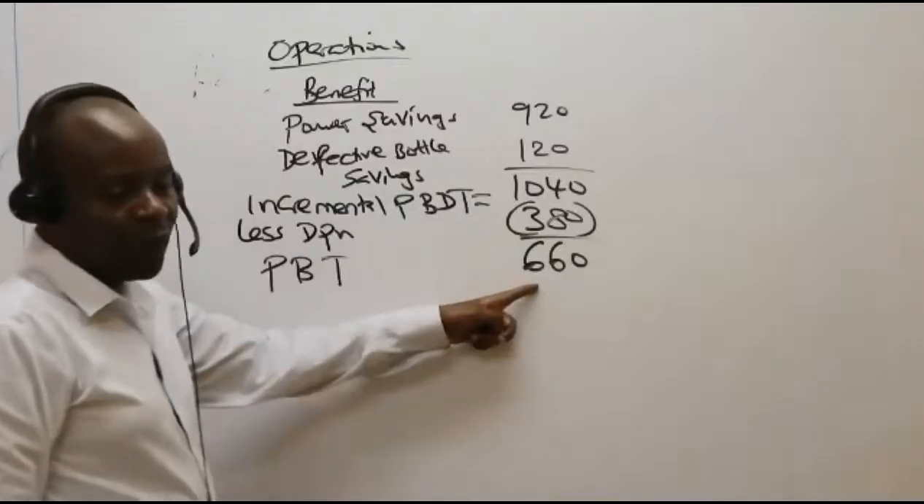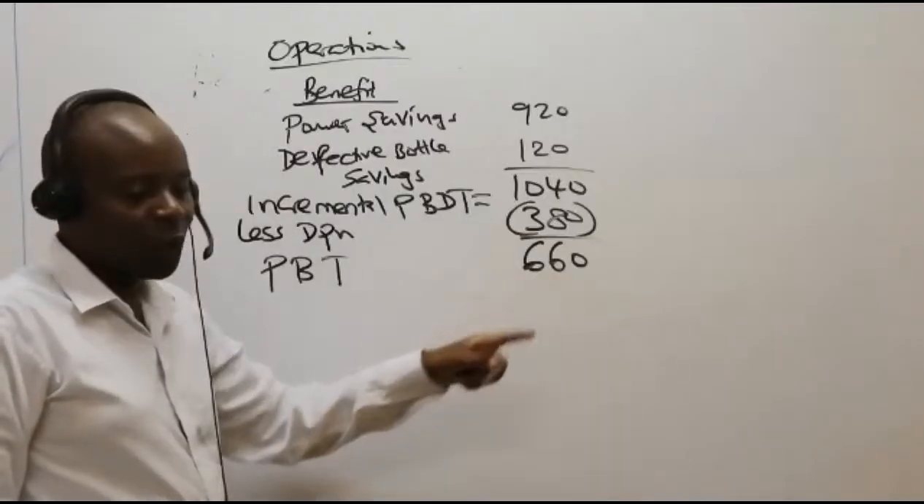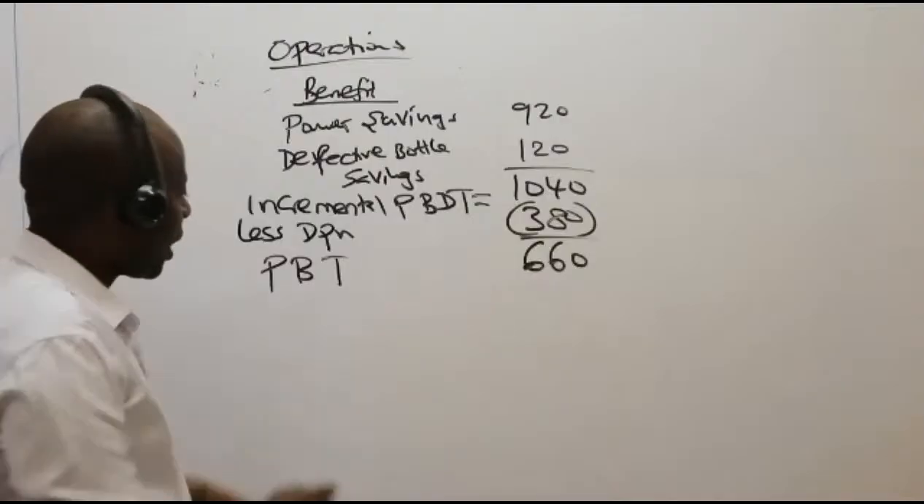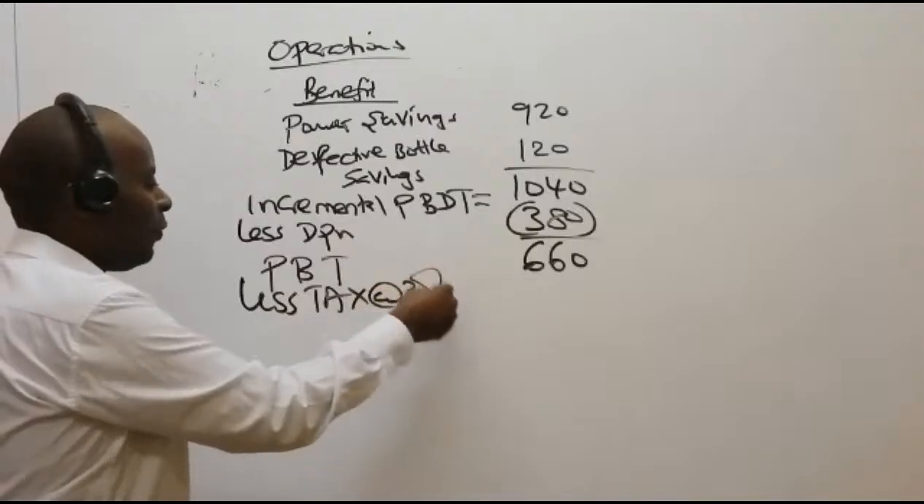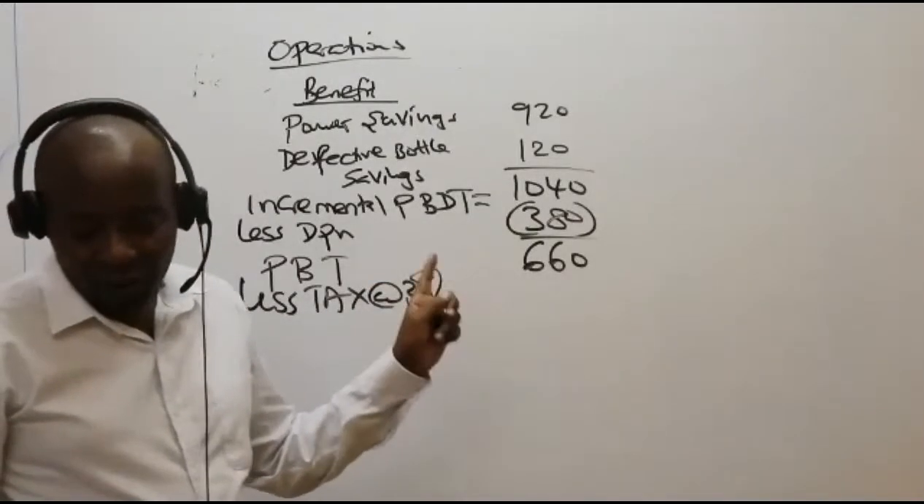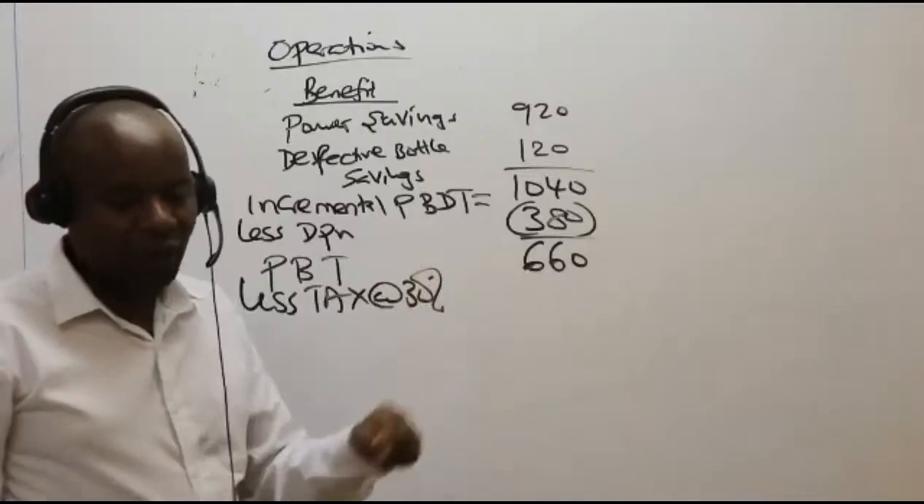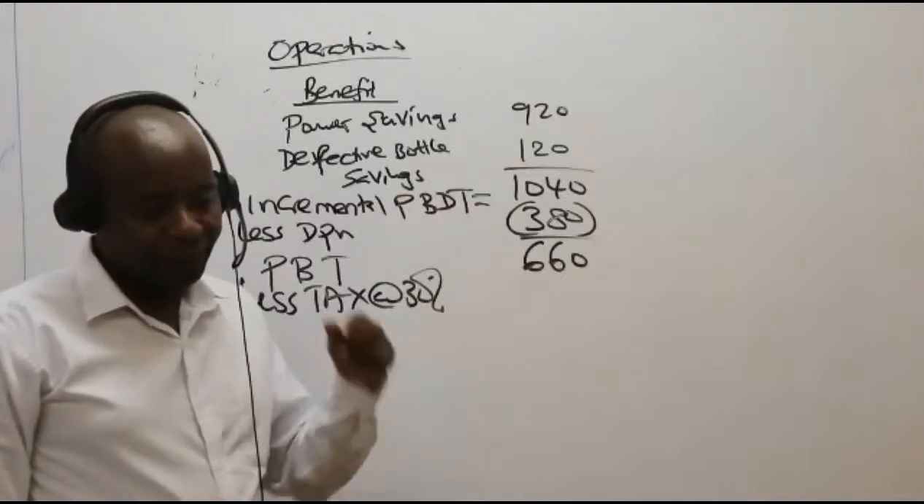Once I get this figure, ladies and gentlemen, straight away, I'm supposed to share this with the taxman. So come here and let's tax. Remember, they gave us a figure of 30%. So the taxman will get how much here, somebody?